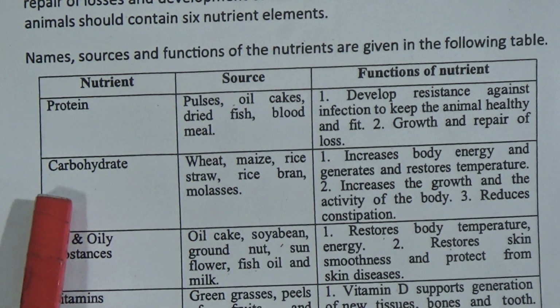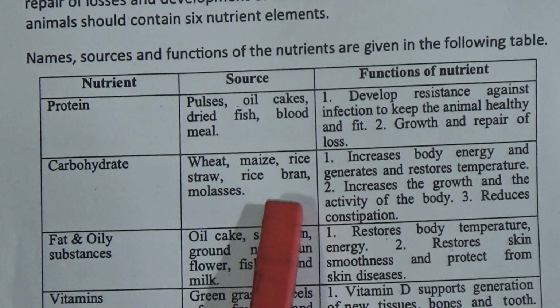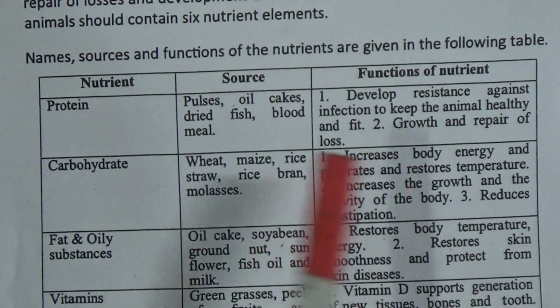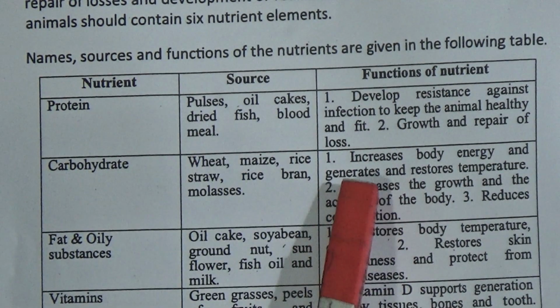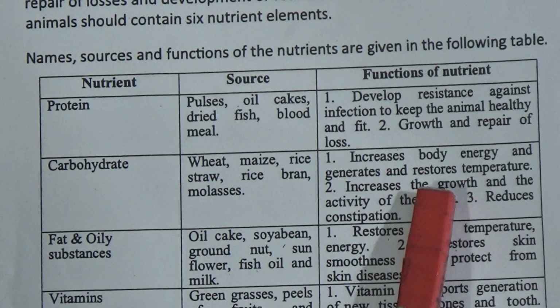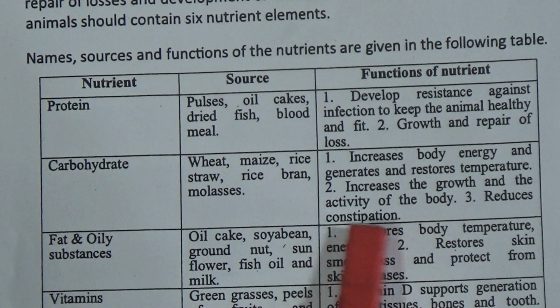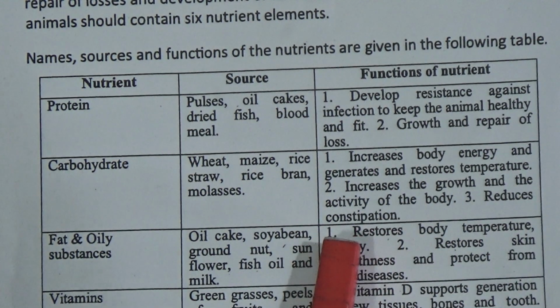Nutrient: carbohydrate. The sources are wheat, maize, rice, straw, rice bran, molasses. And the functions of the nutrient are: number 1, increases body energy and generates and restores temperature. Number 2, increases the growth and the activity of the body, reduces constipation.